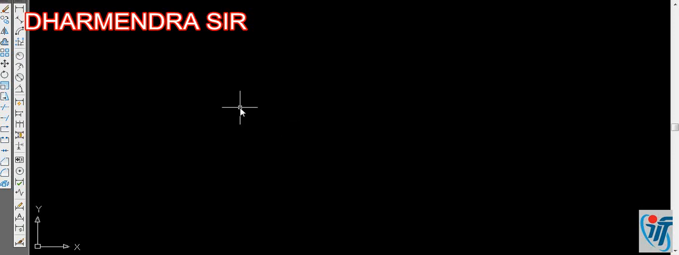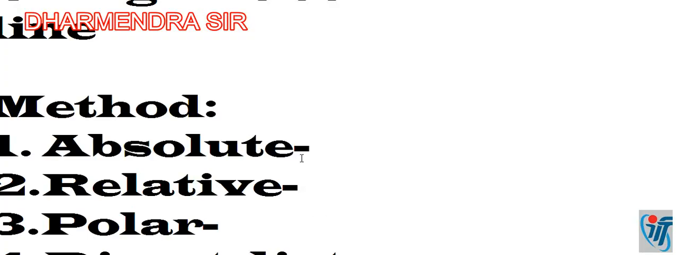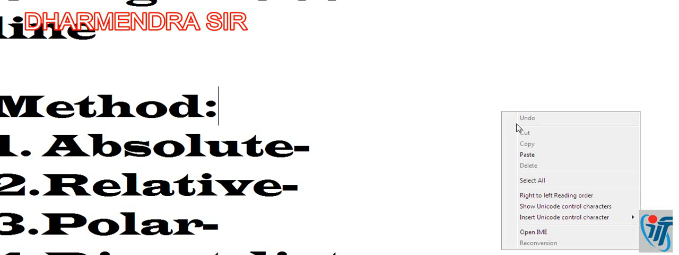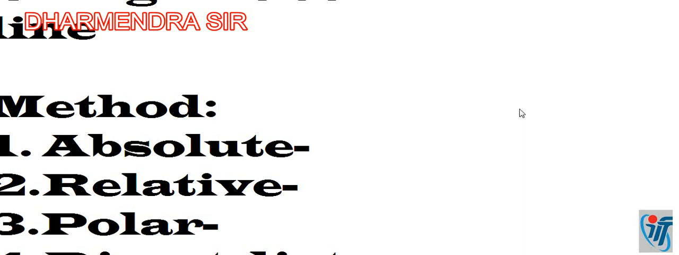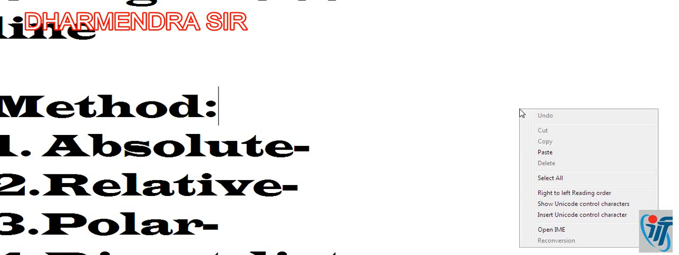So here are the methods of drawing a line. First one is the absolute coordinate method, second one is the relative coordinate method, third one is the polar coordinate method, and fourth one, which is quite popular, is the direct distance method. For beginners or new learners, we just advise using direct distance to get hassle free and get interested in AutoCAD. Direct distance is mainly a freehand drawing method in which we don't have to think about the coordinate system or the value of x and y while proceeding with the drawing.